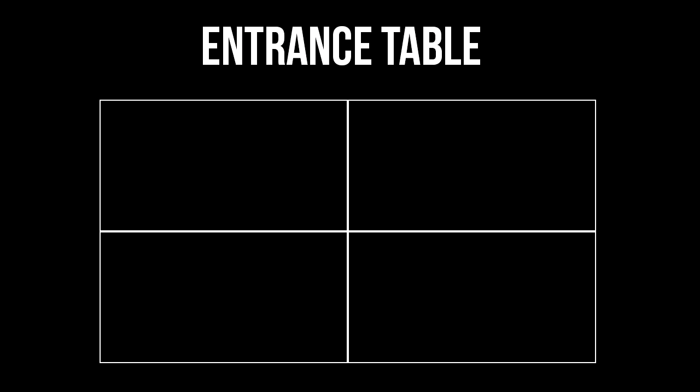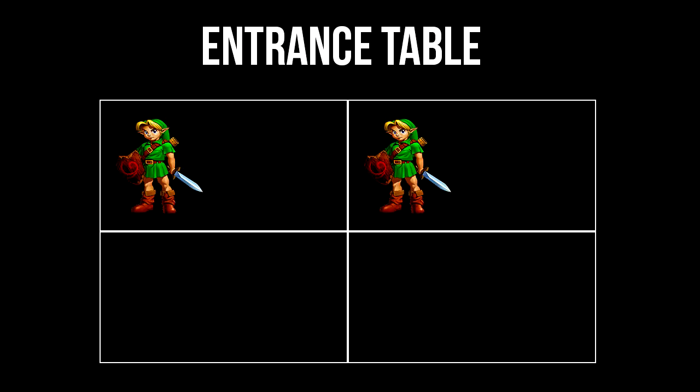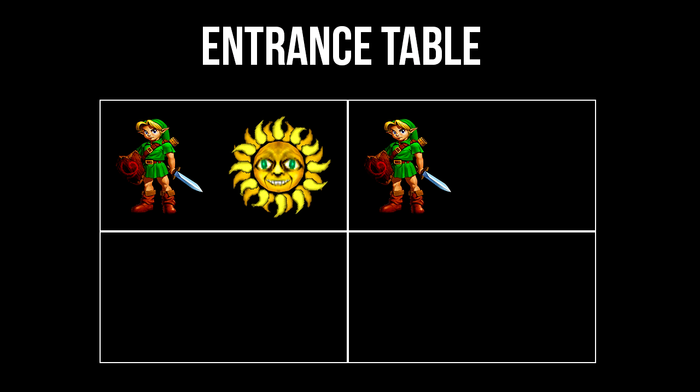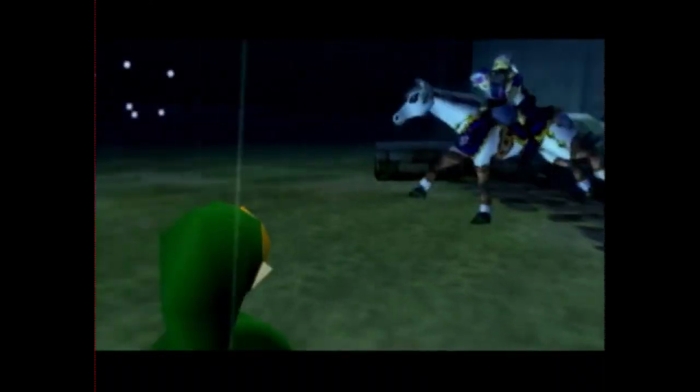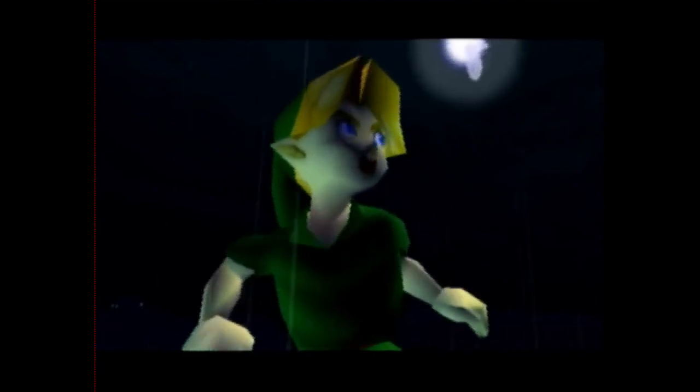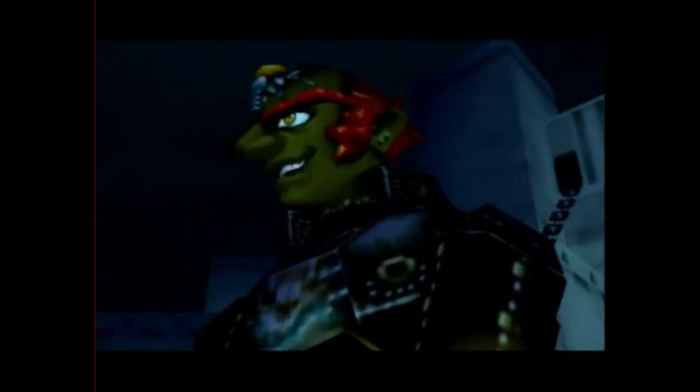Okay, now that you know these values, the next thing we have to know is how the entrance table works. Every entrance in the game has to have at least 4 different spots on the entrance table. There are 2 for when Link is a child, and one of them is for day and one of them is for night. And there's another 2 when he's an adult, and again, one of them is for day and one of them is for night. If an area also has a cutscene, then there will be additional entrances to place Link after the cutscene is over.